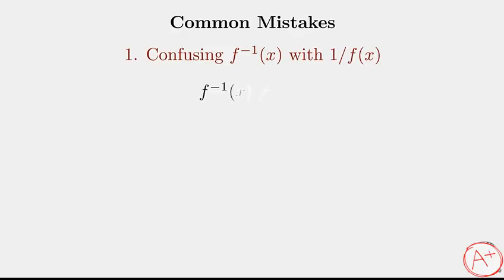In your examinations, even the strongest students can lose marks to these simple errors. First, confusing f inverse of x with 1 over f of x. The negative 1 notation represents the inverse function, not a reciprocal. The function that reverses plus 2 is minus 2, not 1 over plus 2.